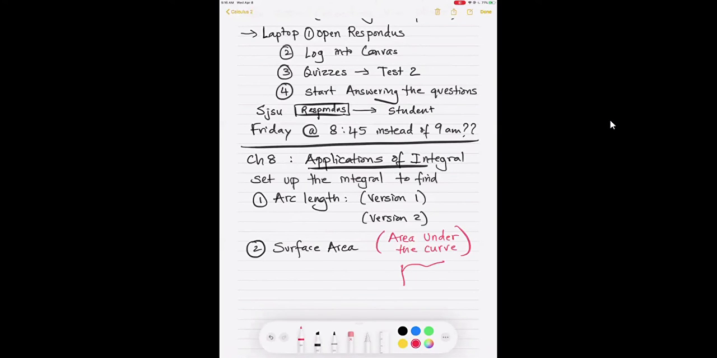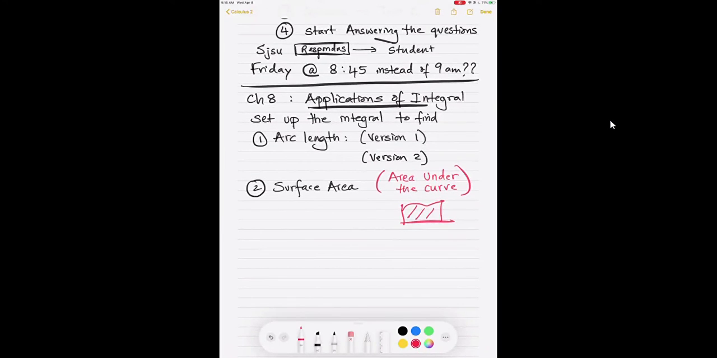I'm going to remind you that this was the area that you found. So why is this not the surface area? Because this is not a 3-dimensional figure. It's not a surface. It's just in 2 dimensions.